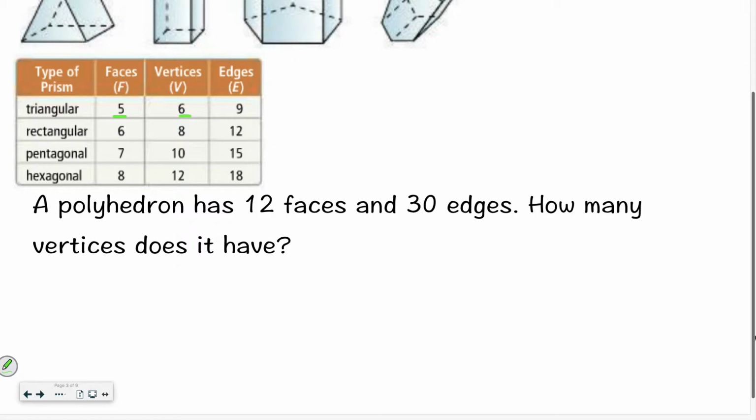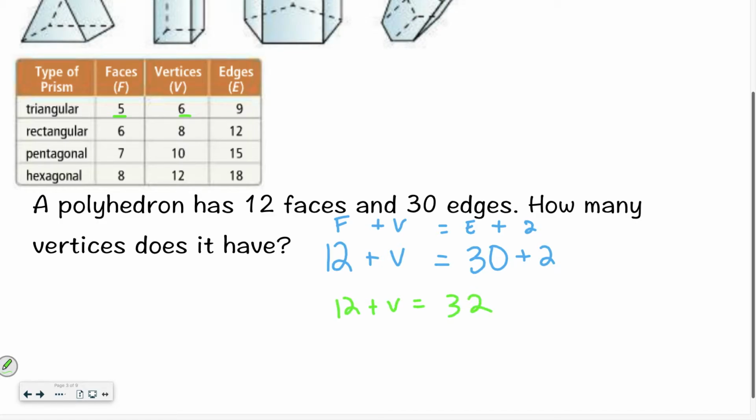So a polyhedron has 12 faces and 30 edges. So if we're talking about a polyhedron, it's a 3D figure, okay? And it has 12 faces and 30 edges. Okay, so remember, it's faces plus vertices equals edges plus 2. So I'm going to add that plus 2, but I'm missing the vertices information. So if I want to know how many vertices it has, I'm going to say 12 plus v equals 32. Subtract 12 from both sides, and I'm left with 20 vertices.